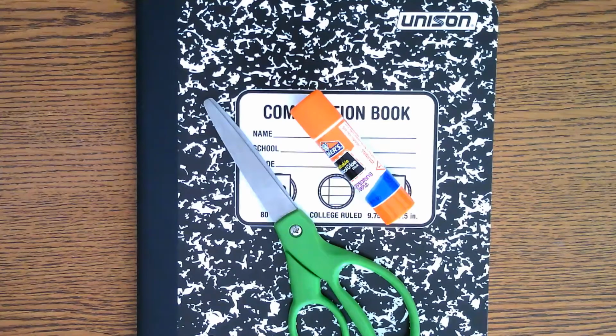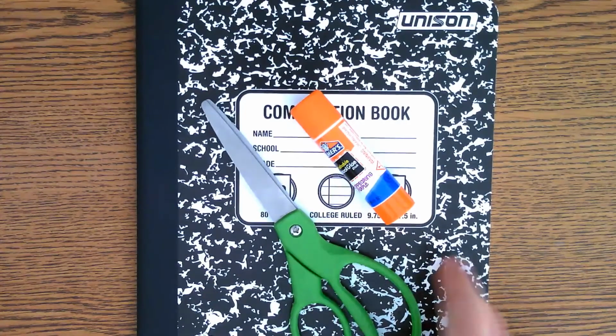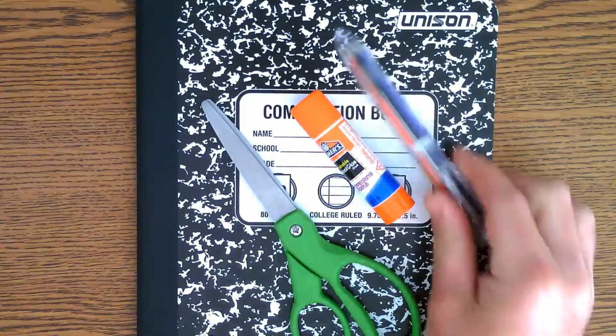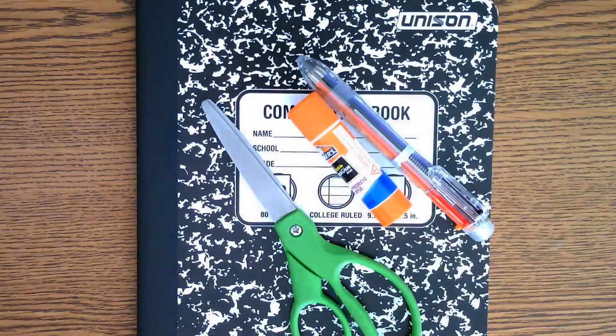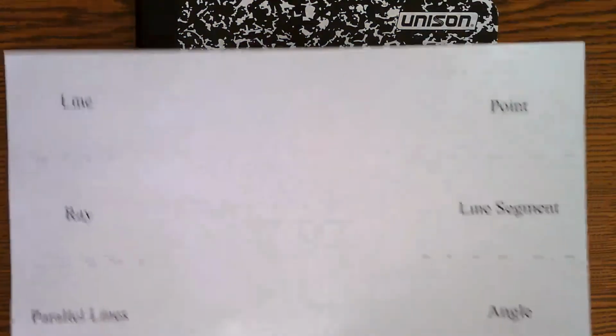Alright, for this foldable, you're going to need glue, scissors, your notebook, and your multicolored pen or colored pencils, if you have them. If not, just use a pen or a pencil. We're going to be doing the basic geometry foldable, so make sure you have this.